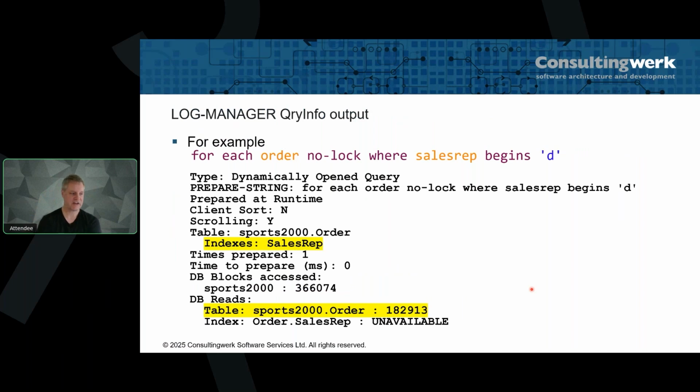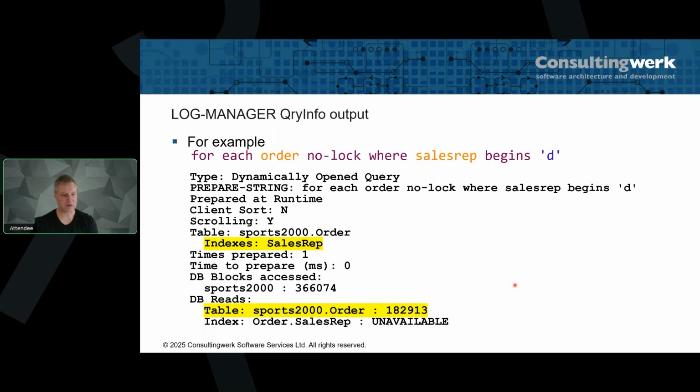So the log manager output for dynamic queries looks something like this. I've taken all of the stuff out on the left, which is the timestamps and all of that sort of nonsense. But it shows us the query that was prepared. It shows us which indexes were used, and in this table there's a fair number of records. How many DB reads were done? 180,000 or so.